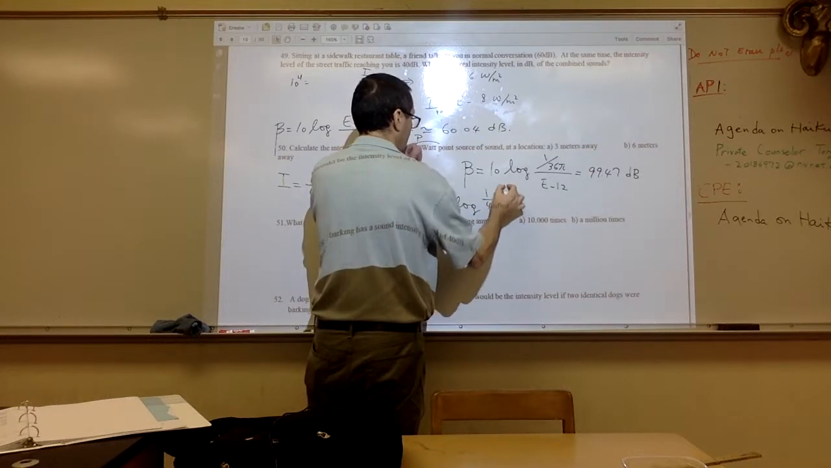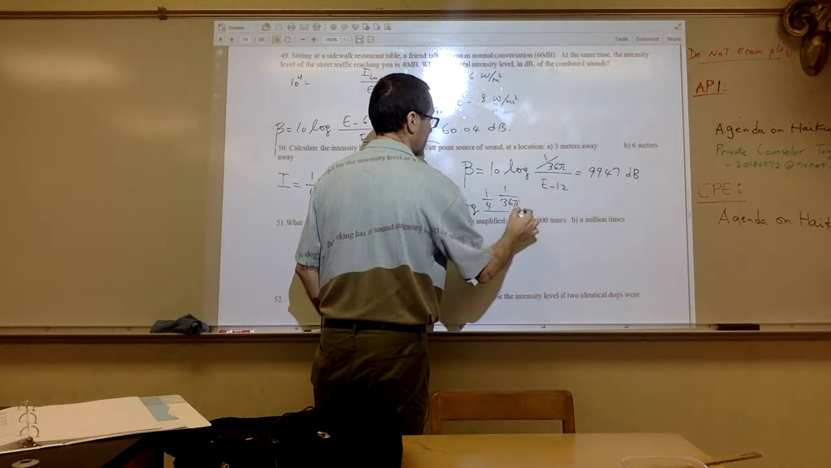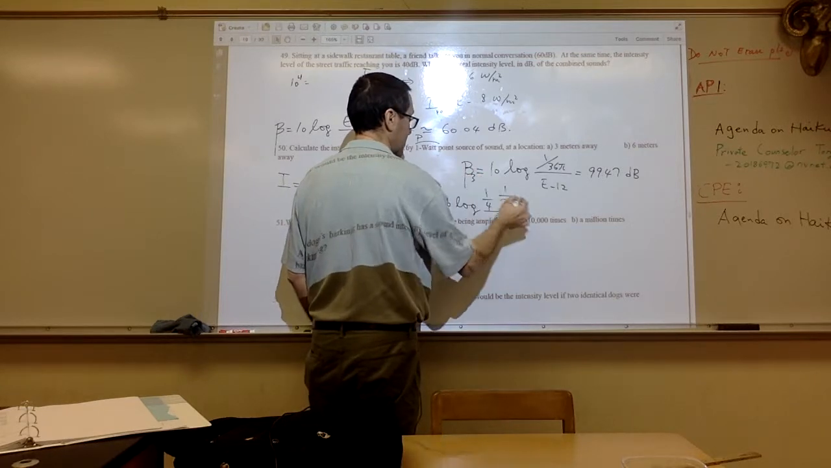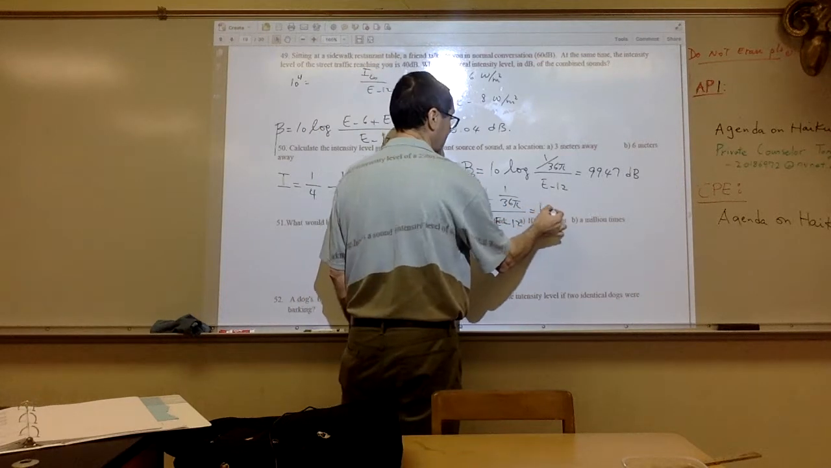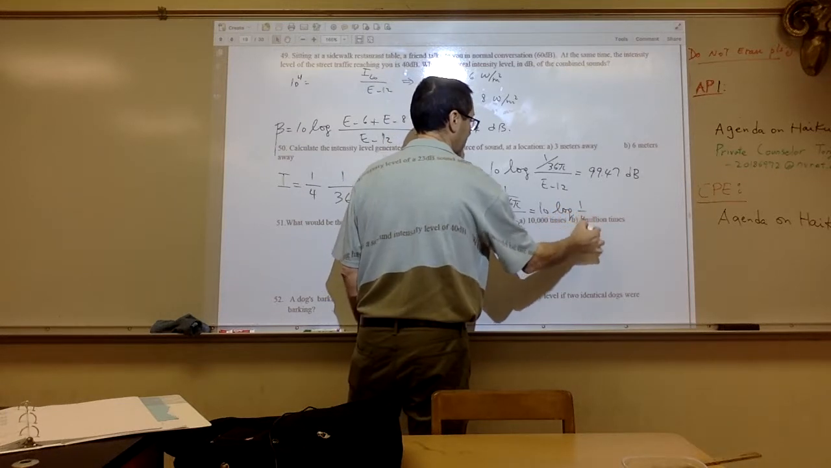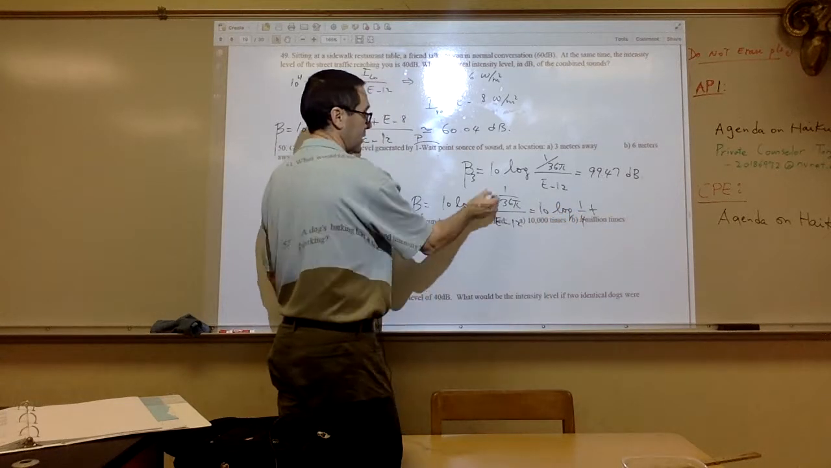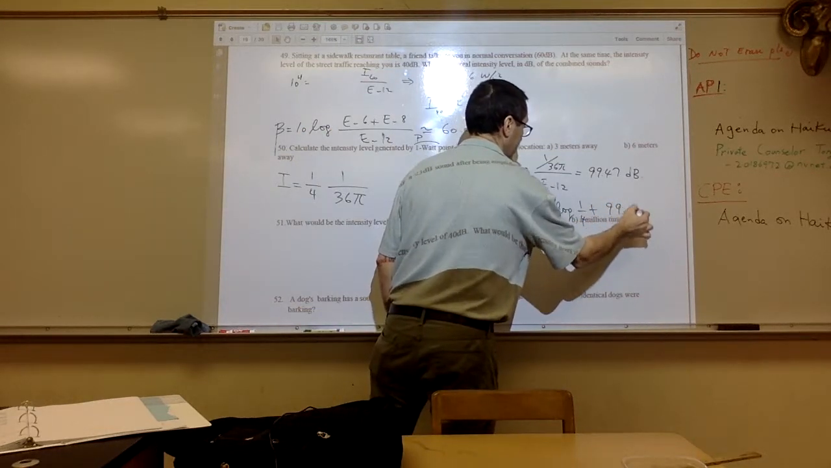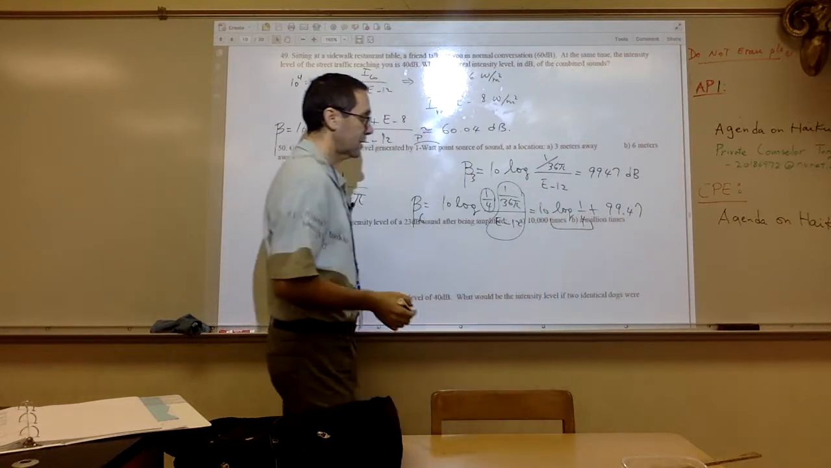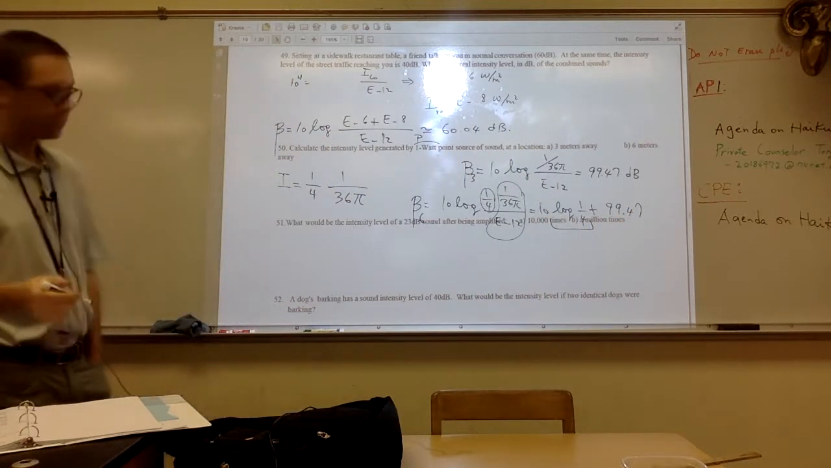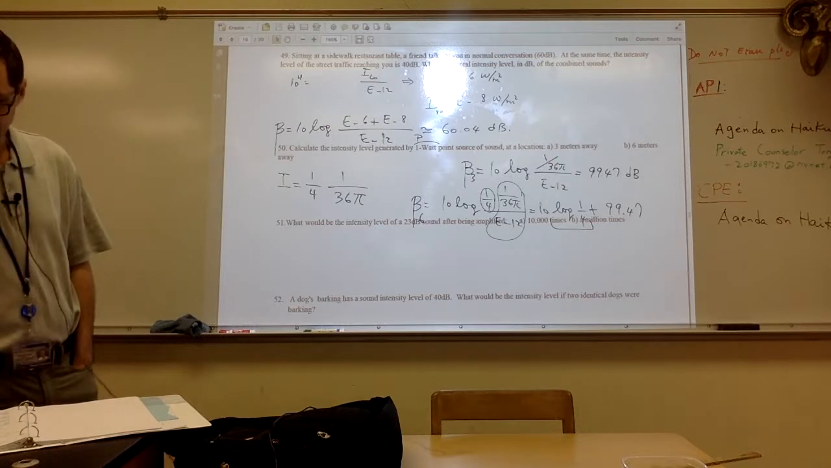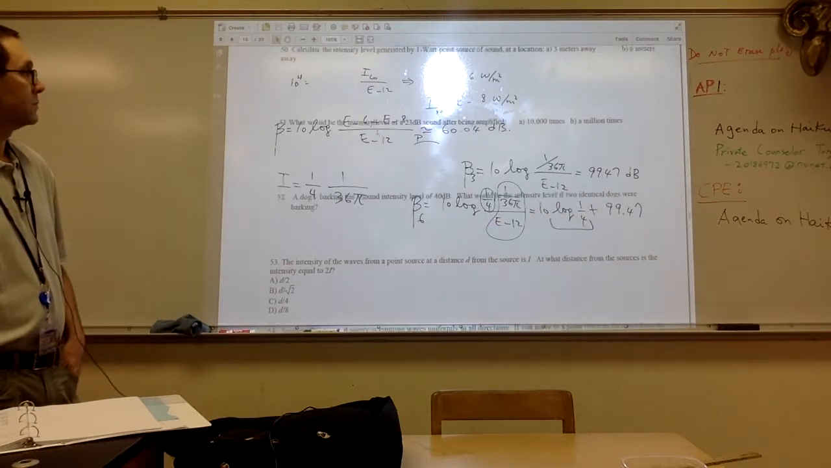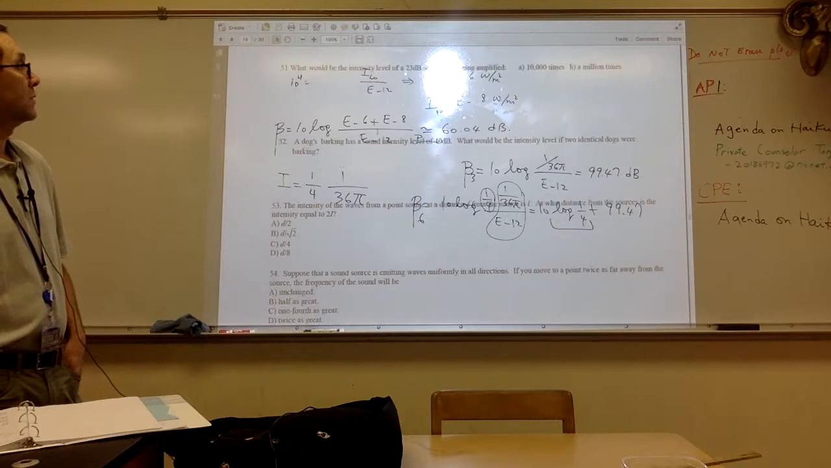1/4. Okay, this is the new beta, right? For 6 meters. This is for the 3 meters. Okay, so this is going to be 10 log of 1/4, plus, I separated these two here, plus 99.47. Now this should be negative. You know that log function is negative between 0 and 1. And that should be 93.44. All right.